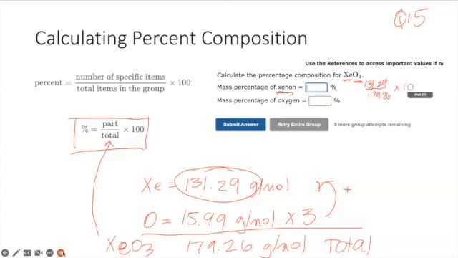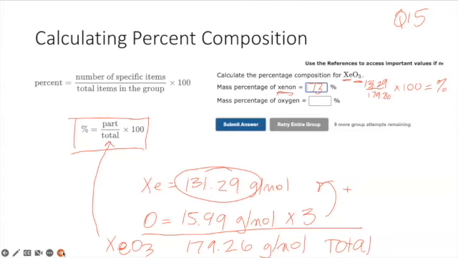I can multiply that by 100, do the calculation, I get my percentage, which I round to only 2 numbers, regardless of sig figs here, because it's always weird. It likes to change its rules halfway through. 73%.